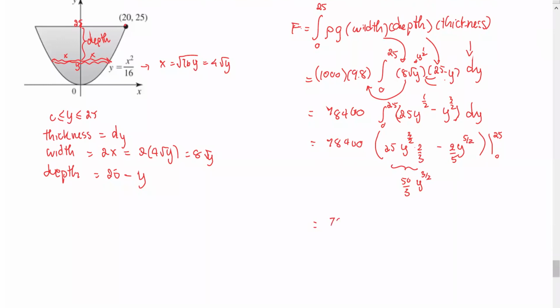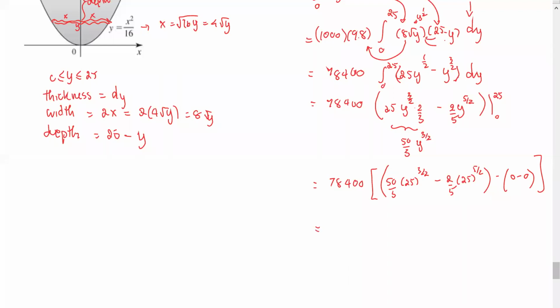Substitute the upper limit: 50/3 times 25 to the power 3/2 minus 2/5 times 25 to the power 5/2. And then subtract the result of substituting the lower limit, which gives us 0. And simplify the number to be 65333.33, repeating. The unit is Newton.